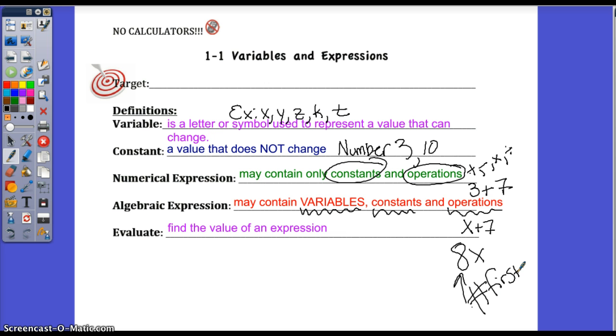And to evaluate is to find the value of an expression. For instance, to evaluate 3 plus 7, it is 10. An expression is not an equation. There are no equal signs, because that would be an equation.